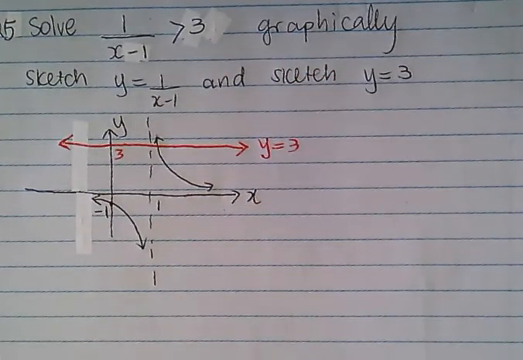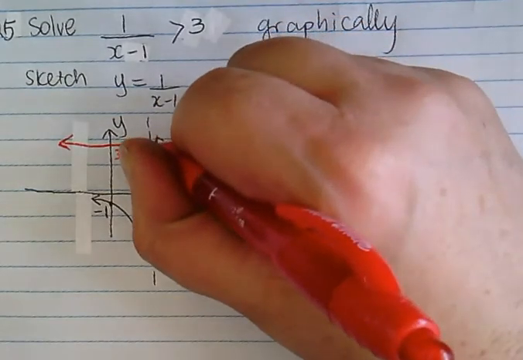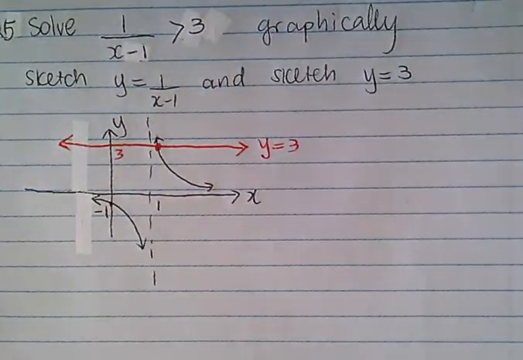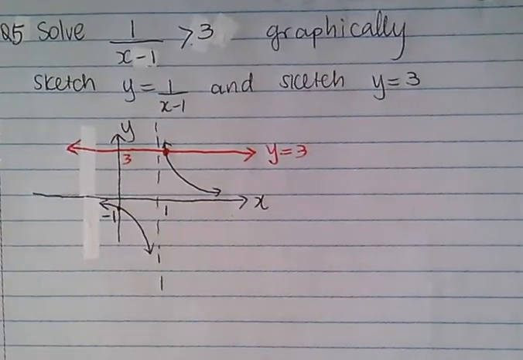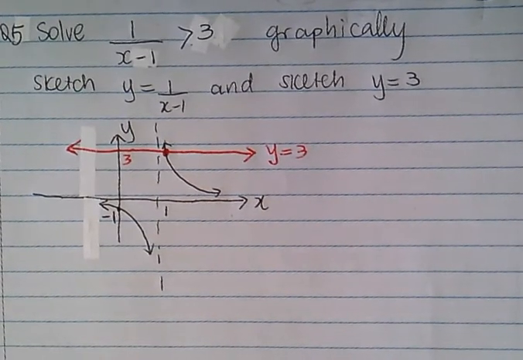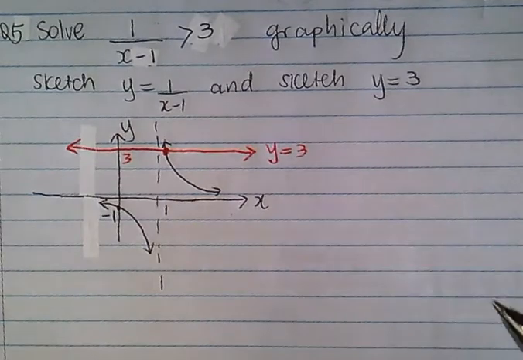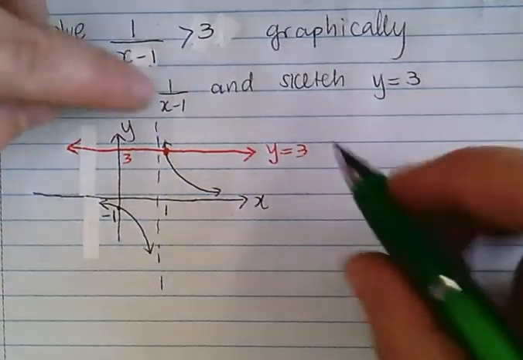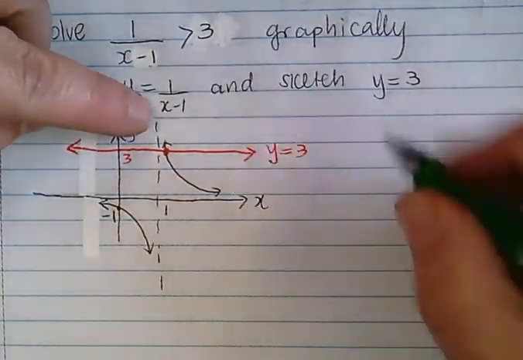Now, there are points of intersection. So here is a point of intersection. There only appears to be one point of intersection. Okay? I need to find what that point of intersection is. How do you find a point of intersection? You put them equal to each other. So instead of putting this greater than 3, you put 1 over x minus 1 equals 3.